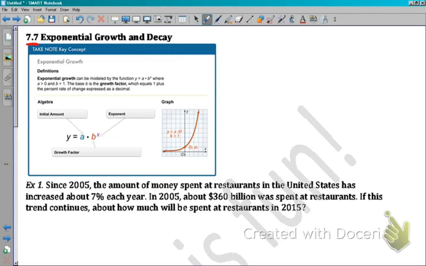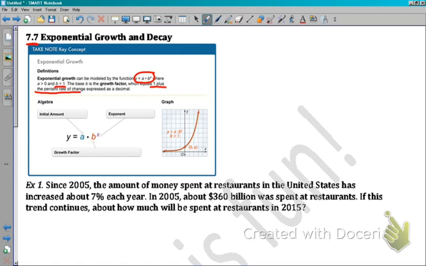It tells us that the general function is y equals a times b to the x, where a is greater than 0 and b is greater than 1. And b is called the growth factor. And it says this is 1 plus the percentage rate of change. And you'll see how that works out in just a minute.